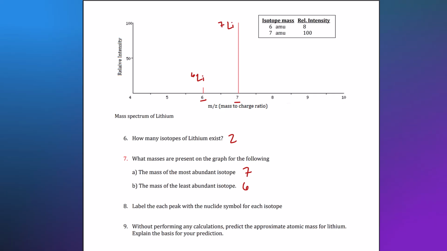And then question 9, without performing any calculations, predict the approximate atomic mass for lithium. Explain the basis of your prediction. So lithium is going to be somewhere between 6 and 7, and it's going to be closer to 7. Okay, and so why am I saying that? Well, if you look at the relative abundance and the relative intensity, lithium 7 has a much higher peak there. So it's going to be closer to 7 than it is going to be to 6, simply based on it's going to be more common.